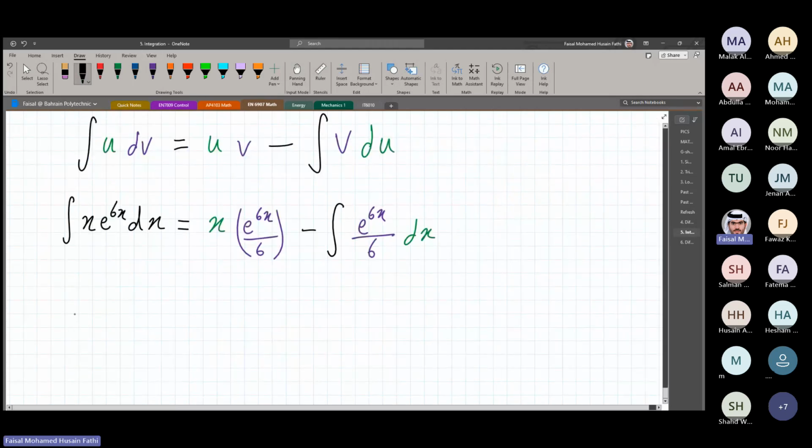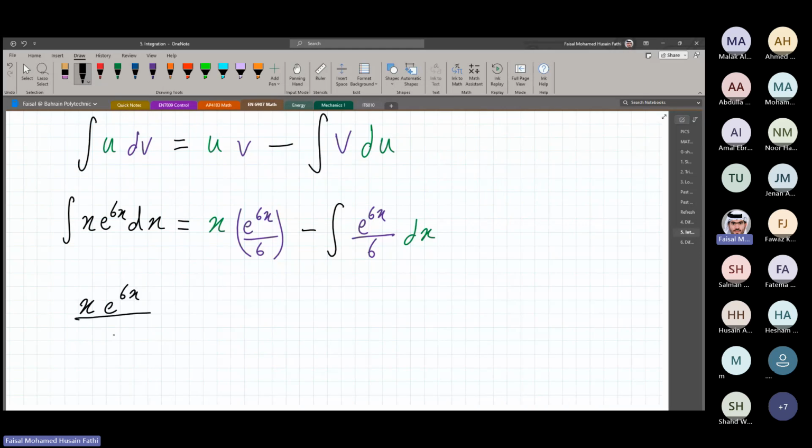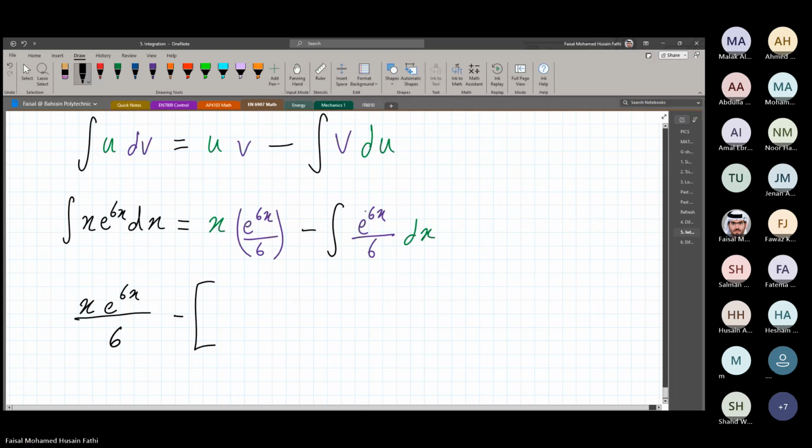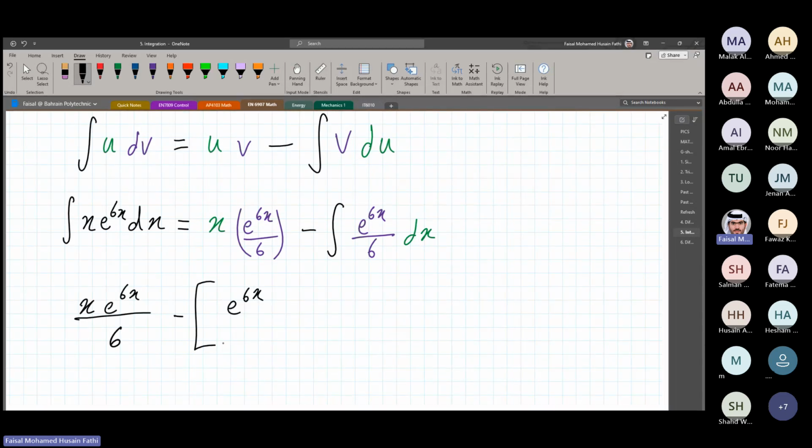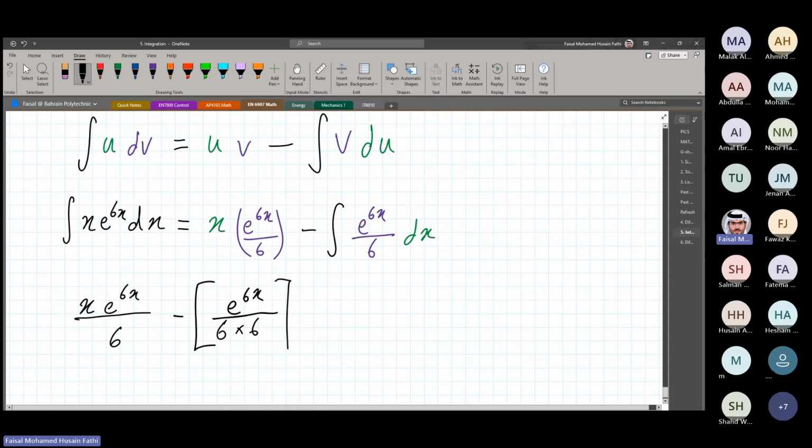Straightforward. So we have x e^(6x) over 6 minus the integration of e^(6x) over 6. e^(6x) does not change, 6 is a constant. Remember, we have to divide by 6, so in other words, multiplying by 6 at the bottom.